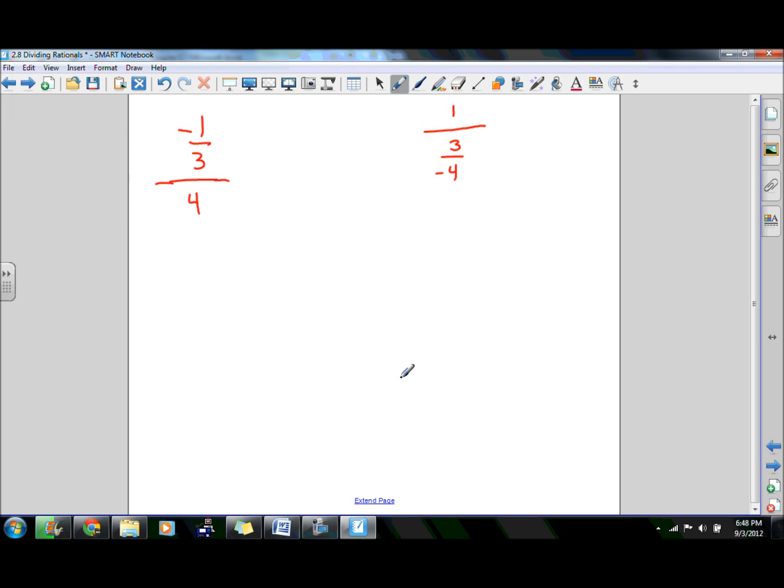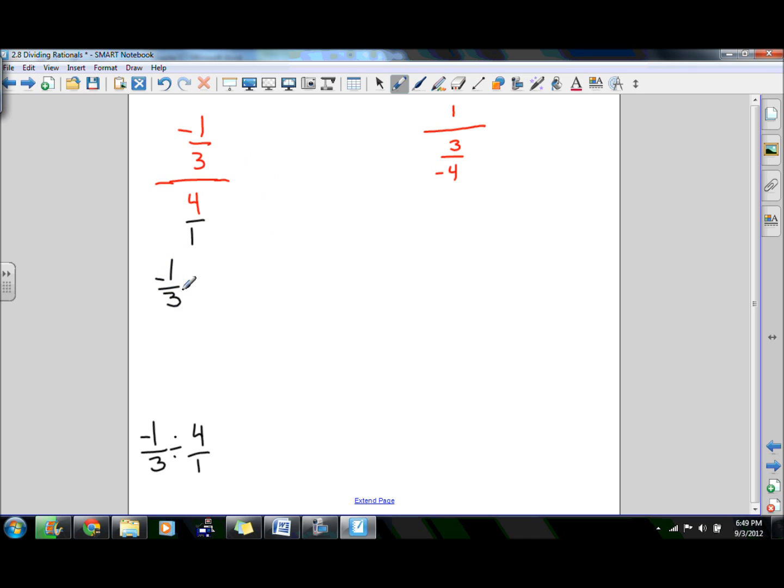Now, in algebra, they like to give us problems like this, where you have two fractions. What this actually says here, I'm going to write it down at the bottom, is negative 1/3 divided by 4. And the problem with this is we'd have to turn the 4 into 4 over 1. You may rewrite the problem like this, but most of you won't. Most of you will simply go like this, 4 over 1, and then flip the second fraction.